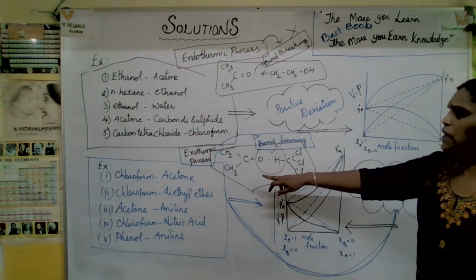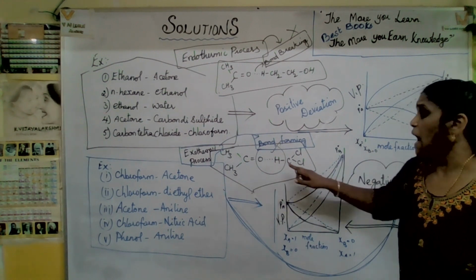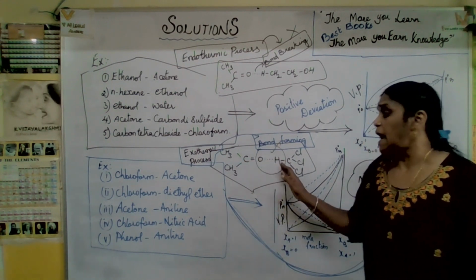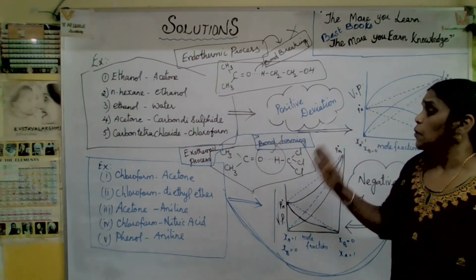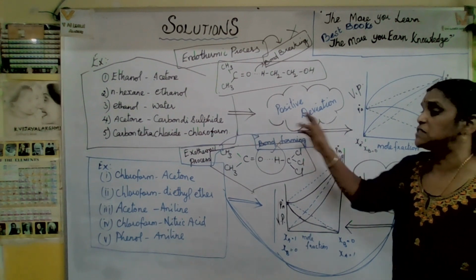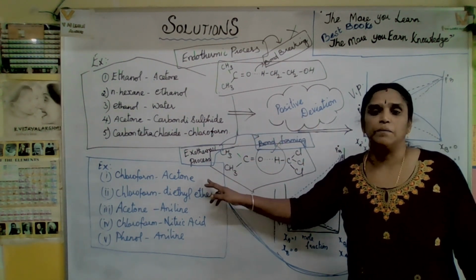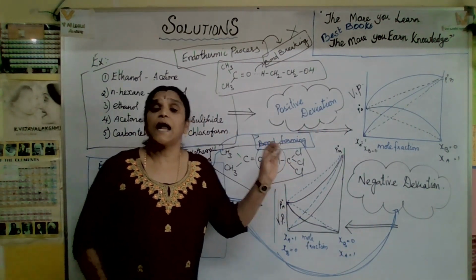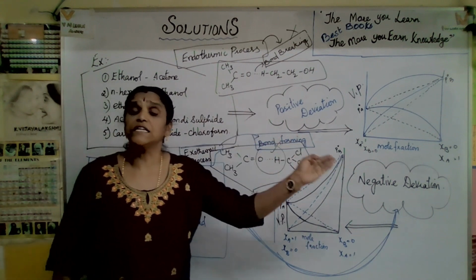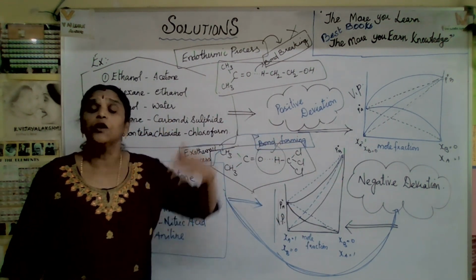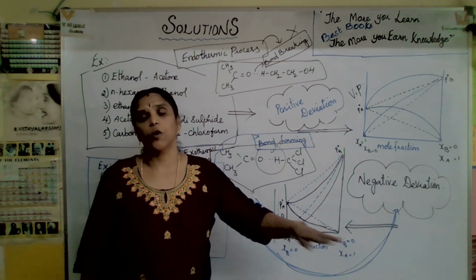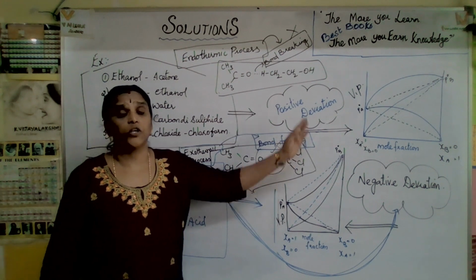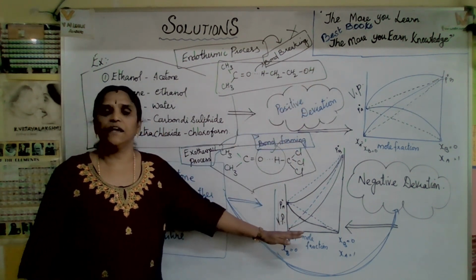Now the next one, for example acetone and chloroform. See, in this way, hydrogen bond formation takes place. When bond formation takes place, naturally that is an exothermic process. I hope you got a better idea about the examples and how it is forming, where there is weaker and where there is stronger, where there is higher and where there is lower. I hope you got a very clear idea about non-ideal solutions, positive deviation and negative deviation.